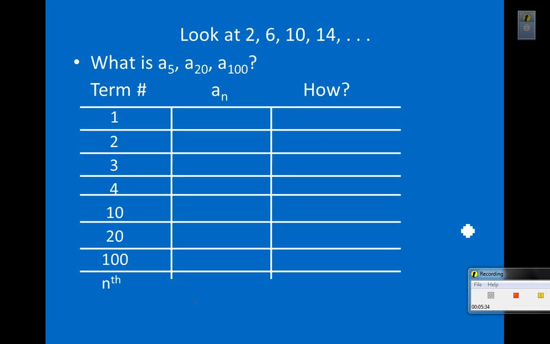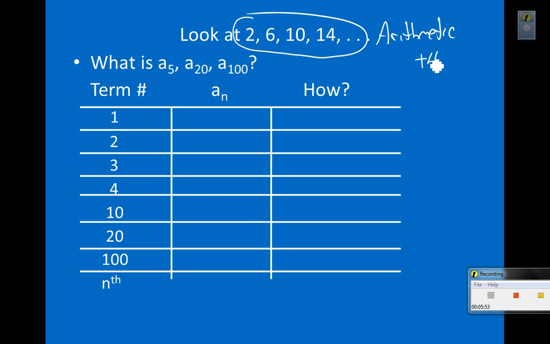Okay, if you will, now look at your chart. Here's what I want to do on this one. I want to show you how we derive a formula. So I'm going to give you some sequence. Notice this thing is arithmetic. I know it's arithmetic every time because I'm adding 4 every time.